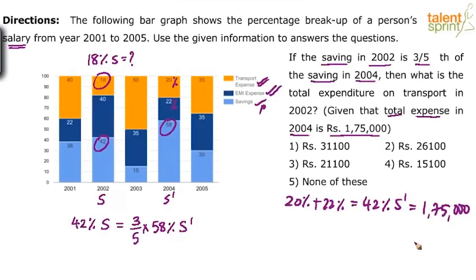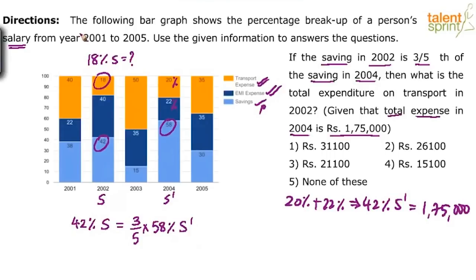That is it. Now that the equations have been framed, you can solve the question very easily. All we need to do is find out S dash from this. We know that 20% plus 22% is 42%. 42% of S dash is 1,75,000. Can you get S dash from this? Yes. Can you substitute that S dash here? Yes, and then you'll get S. Once you get S, can you find out 18% of S? Yes. See, calculations are involved. I don't say that there are no calculations. You've got to do those calculations.